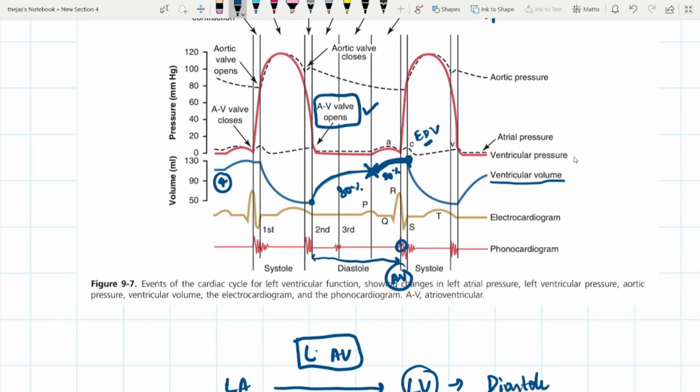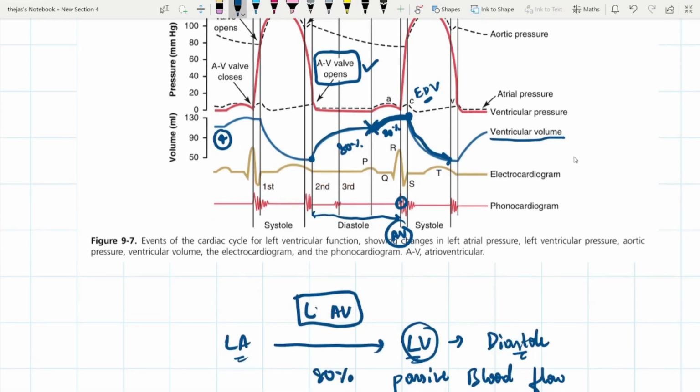The volume decreases in the left ventricular cavity, right? See, the left ventricular volume decreases. The blood flows out of the left ventricle into the aorta and pulmonary artery, left ventricle and right ventricle respectively. I am here considering the left ventricle. The blood goes into the aorta, so the volume decreases.